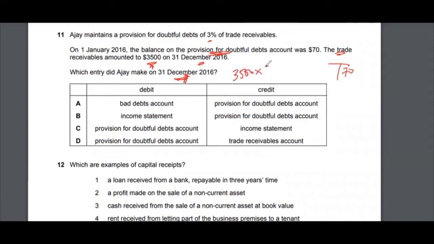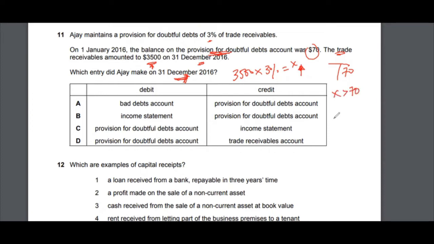So 3,500 times 3% will give you some number here. If this number is more than $70, then you would have to increase the provision. If it's less, then you would have to decrease the provision, right? So in this case, it's going to be up. The provision for doubtful debt will go up. So when you calculate, this number is going to be higher. So let's say X is going to be higher than $70, right?